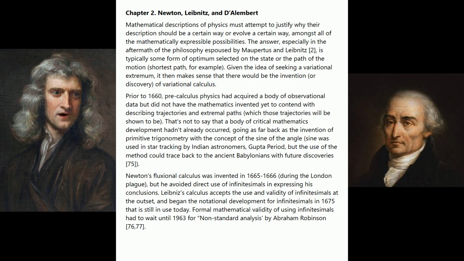Given the idea of seeking a variational extremum, it then makes sense that there would be the invention or discovery of variational calculus. Prior to 1660, pre-calculus physics had acquired a body of observational data but did not have the mathematics invented yet to contend with describing trajectories and extremal paths, which those trajectories will be shown to be. That's not to say that a body of critical mathematics development hadn't already occurred, going as far back as the invention of primitive trigonometry with the concept of the sine of the angle. Sine was used in star tracking by Indian astronomers, Gupta period, but the use of the method could trace back to the ancient Babylonians, with future discoveries.